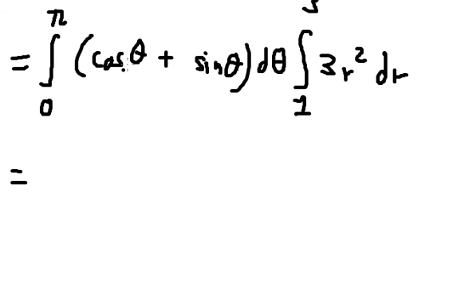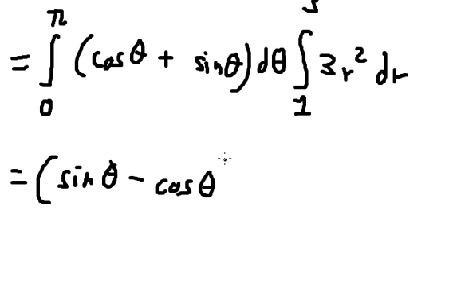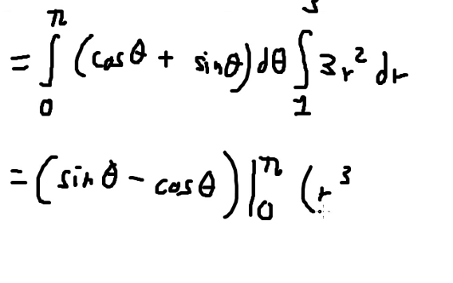So this one we have sine theta. This one we have negative cosine theta. And we put the bounds from 0 to b. This one we have r to the power of 3, and we put the bounds from number 1 to number 3.